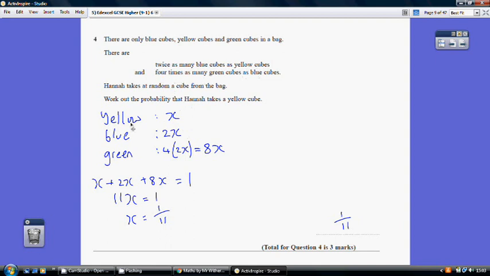And then we're told 4 times as many green as blue. So 4 times as many as the blue ones. So 4 lots of the 2x, which is 8x. Now what do we know about these probabilities? We know all the probabilities must add up to 1, must add up to a whole. So x plus 2x plus 8x must equal 1. So 11x equals 1. Dividing through by 11, we can see x equals 1/11th, and x is the probability of taking a yellow cube. So the probability of taking a yellow cube is 1/11th.